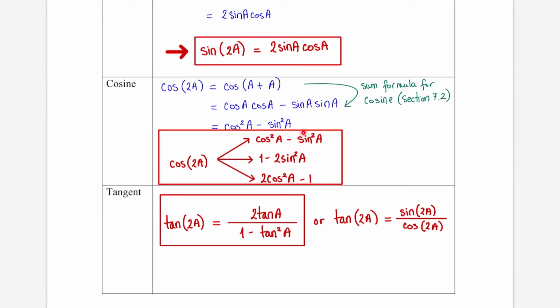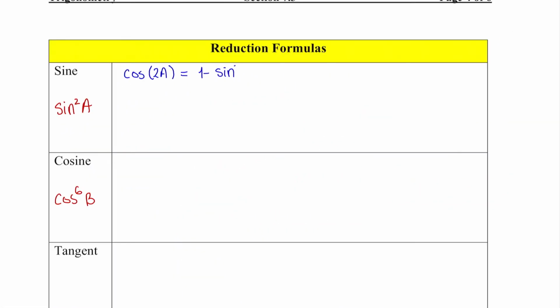So these are the 3 variations of the double angle for cosine. Cosine of 2a equals 1 minus 2 sine square a. Cosine of 2a equals 2 cosine square a minus 1. I am going to use this one for the reduction formula for sine and this one for the reduction formula for cosine. So I have cosine of 2a equals 1 minus 2 sine square a. This is one of the variations of the double angle for cosine.